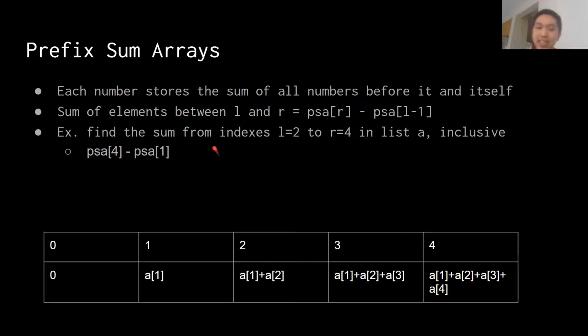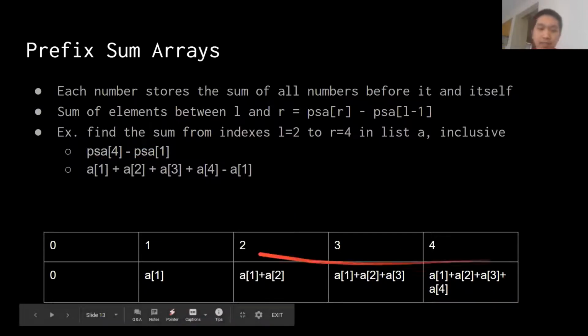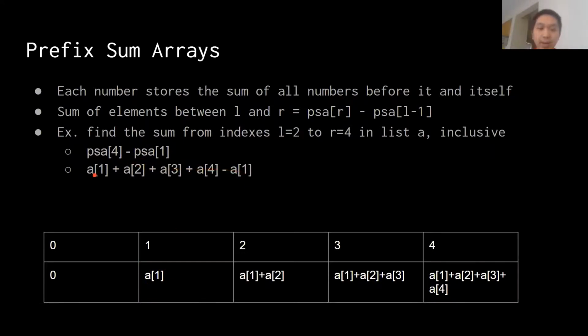So let's see the magic here. Let's write out what is PSA at 4. PSA at 4 is equal to A at 1 plus A at 2 plus A at 3 plus A at 4. And then what's PSA at 1? PSA at 1 is just A at 1, right? So A at 1 here cancels out with negative A at 1 here. And what do you have? You have A at 2 plus A at 3 plus A at 4, which is your answer, right? It's just the sum of all of the elements between 2 and 4.